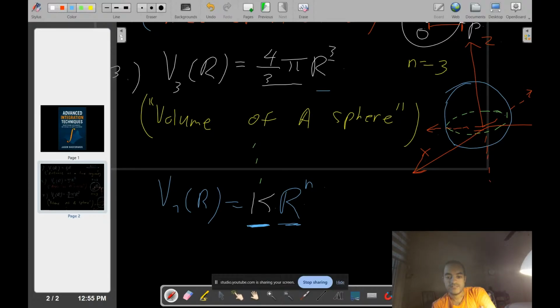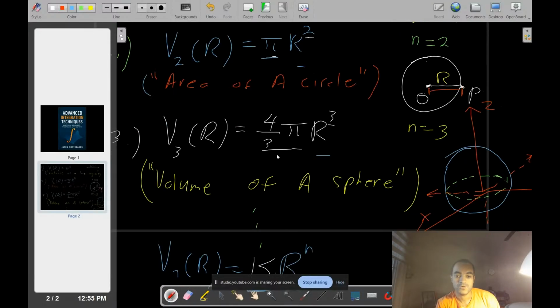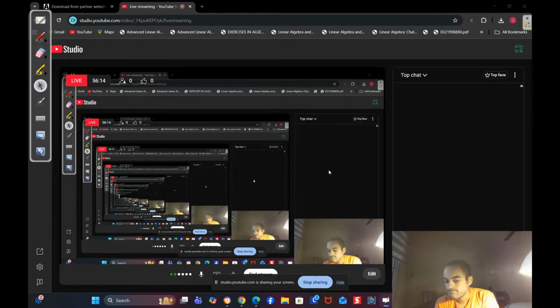This is not that easy to spot this pattern, actually, because I'm just saying k is a constant, but it doesn't take care of the change in the constants. Look, we went from 2 to pi. So we went from 2 to 3.14 to 4/3 pi. Okay, so we need some more information on the k. Does anybody have any ideas?